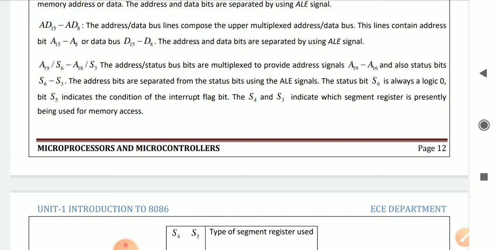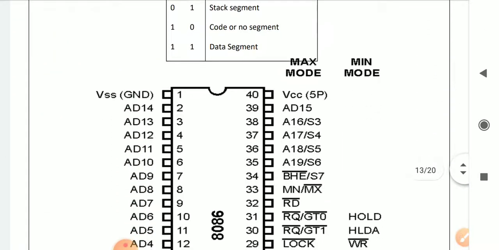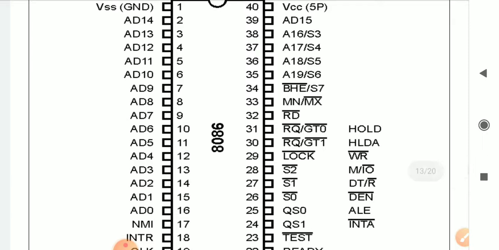Repeating, the status signal bit S6 is always 0 at logic 0, bit S5 indicates the interrupt flag, and S3 and S4 indicate which segment register is presently used for the memory access. So this is the pin diagram.